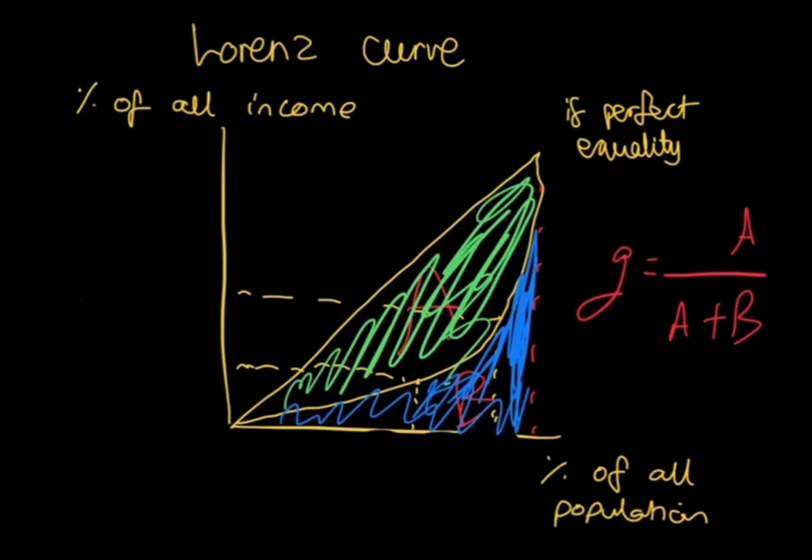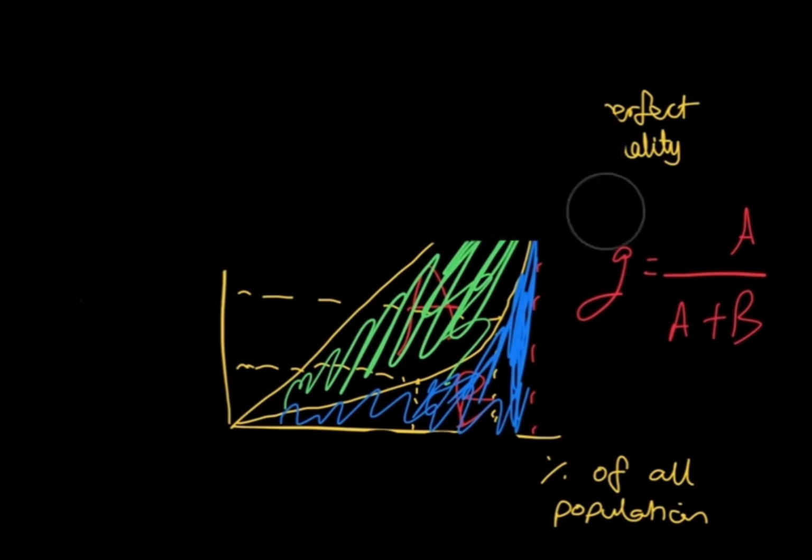And you can have a Lorenz curve and a Gini coefficient for income and a different Lorenz curve and Gini coefficient for wealth. So would you just change the percent of all income to percent of all wealth? Yeah, exactly.